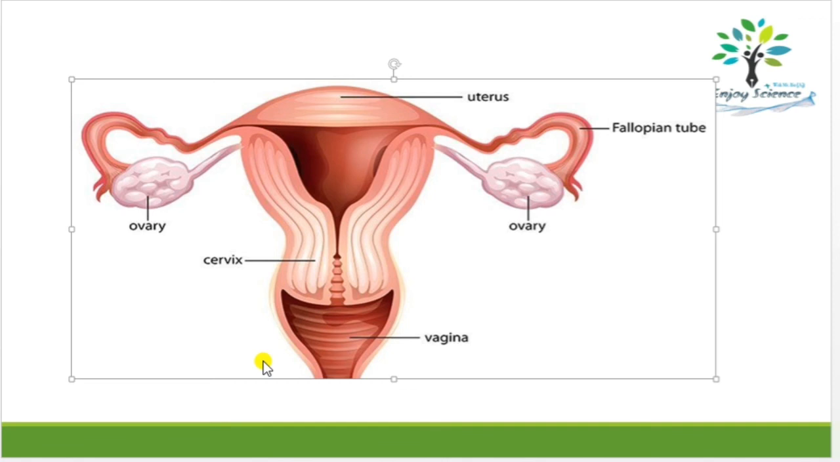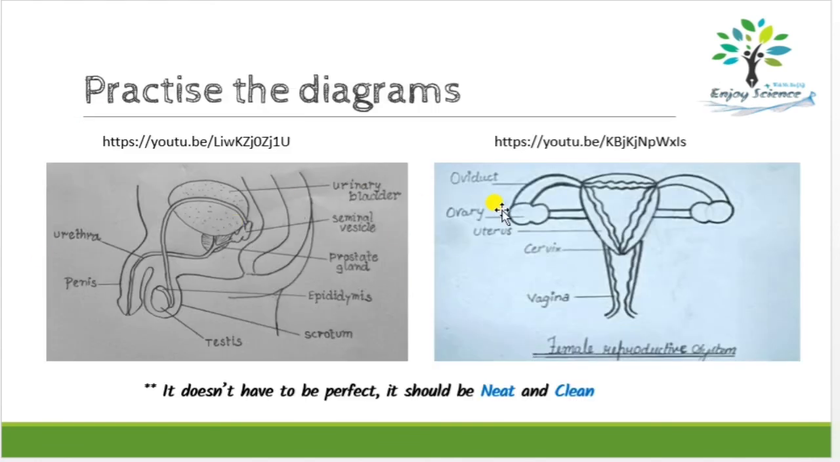Now I hope you are clear about these two different structures, the male reproductive system and the female reproductive system. What you need to do is practice these diagrams. This is the male reproductive system and the female reproductive system, and you need to practice in this way. These are also handmade diagrams of the two structures. Your labeling should be done in this way. You have to make very straight lines without any arrowheads. It doesn't have to be perfect, just neat and clean.